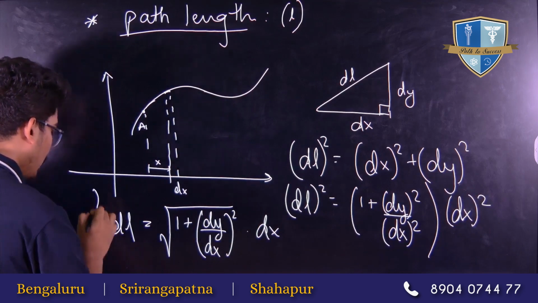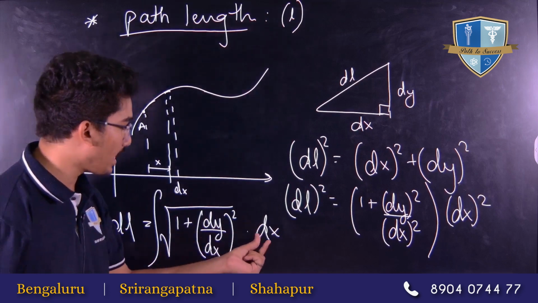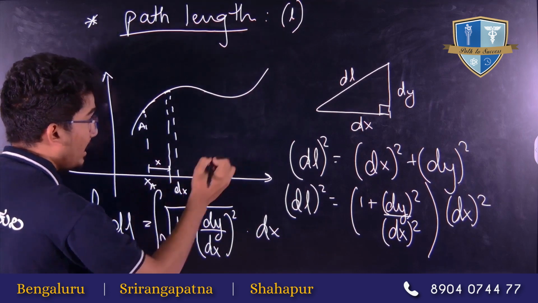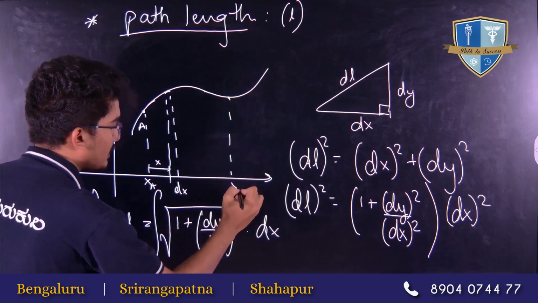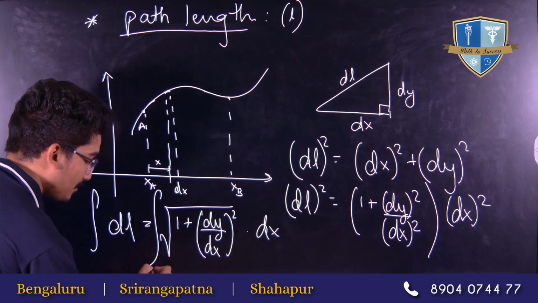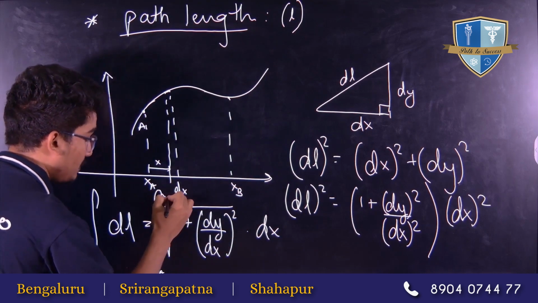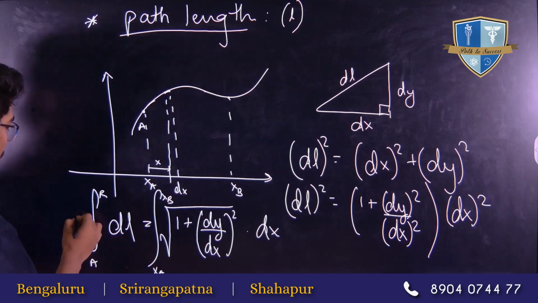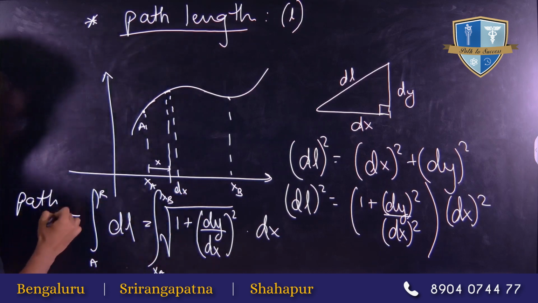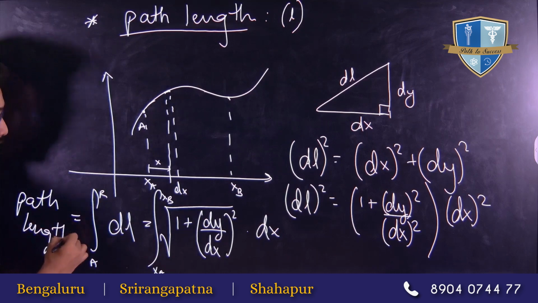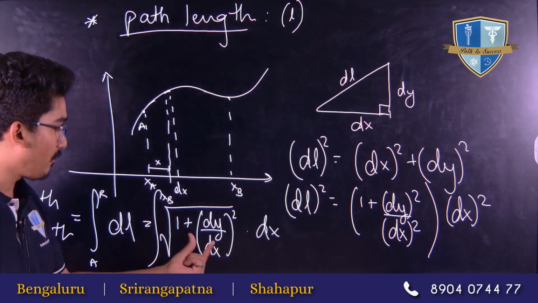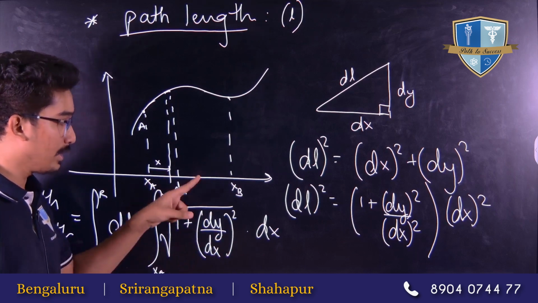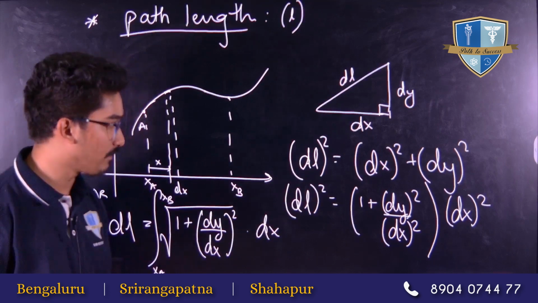Now if we integrate this, see the limits on x. We are going from x at point A to x at point B, so limits on x will be from xa to xb, and limits on L from A to B, and this is actually our path length. This is how we calculate the path length. We find the slope at any point, square it, add 1, take the whole thing under root, and integrate with dx, and you will find your path length.